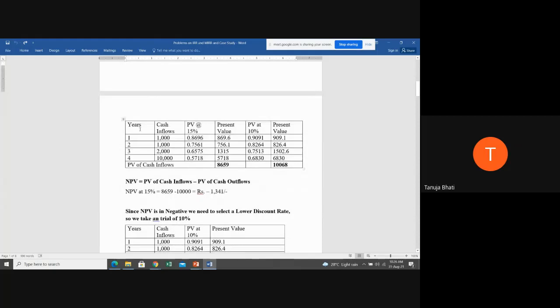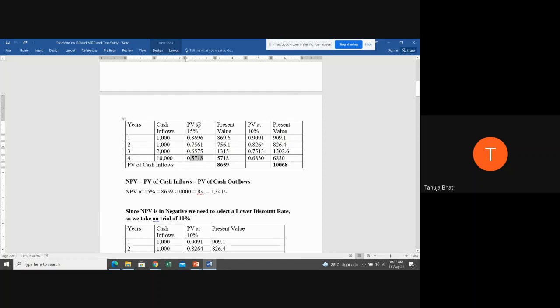So students, see here, years and cash inflows are already given in the problem. I use the PV factor at the rate of 15%, find the present value, and then find the NPV. So how to take this PV factor at the rate of 15%? Which table are you going to refer to find the single factor of present value?